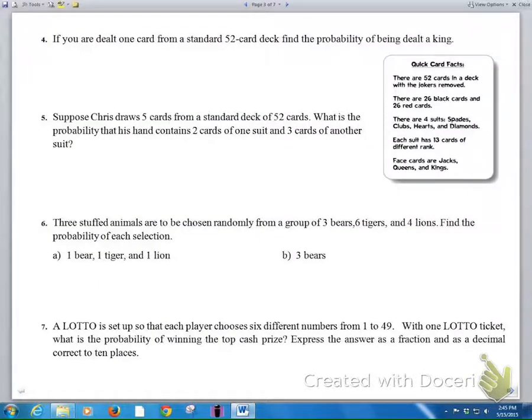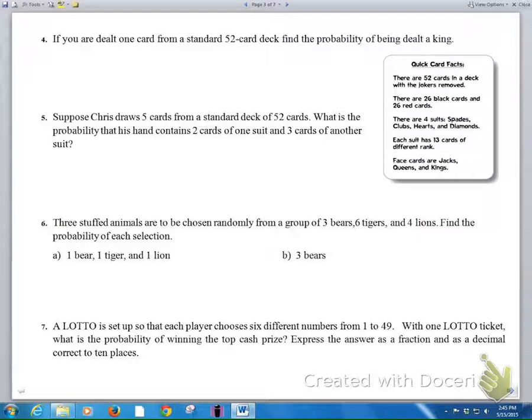All right, so quick facts about cards. There are 52 cards, 26 black cards, 26 red cards, 4 suits: spades, diamonds, clubs, hearts, 13 in each suit. Face cards are jacks, queens, and kings. Aces are not face cards. Hearts are red, and diamonds are red, and spades are black, and clubs are black.